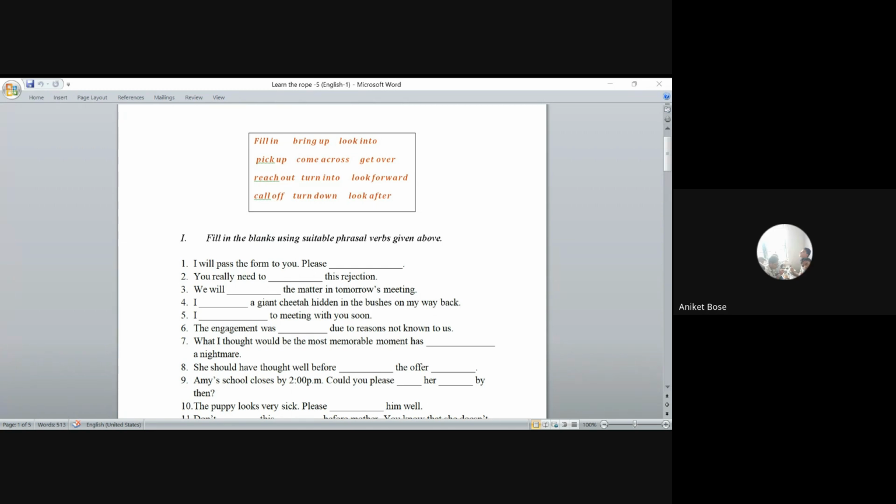Someone is asking in the chat about the difference between idiom and phrase. Idioms and phrases we'll discuss next week. There's definitely a difference between idiom and phrase.